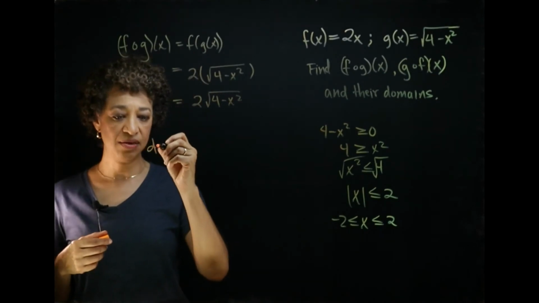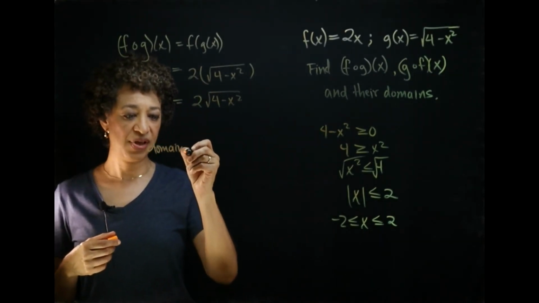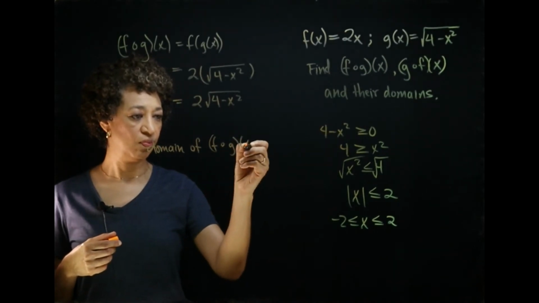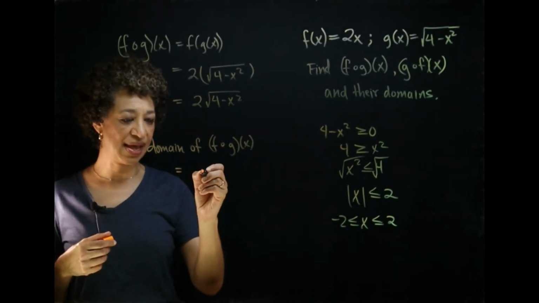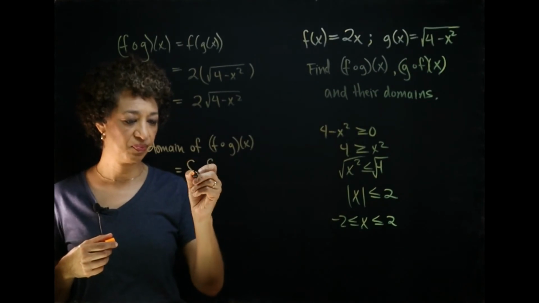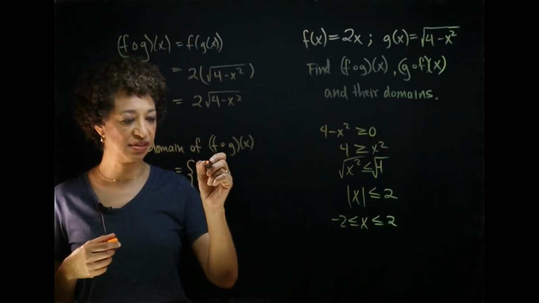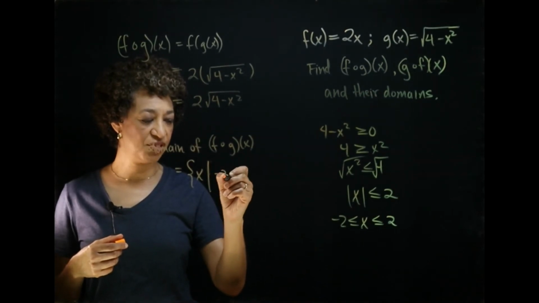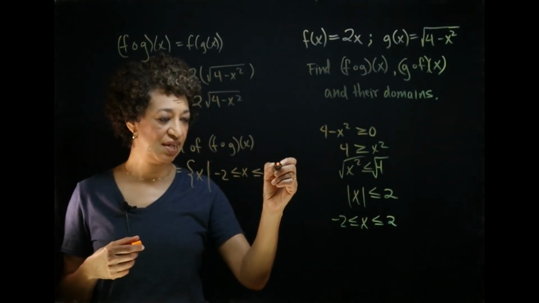So the domain of f of g of x is all x such that x is between negative 2 and 2 inclusive.